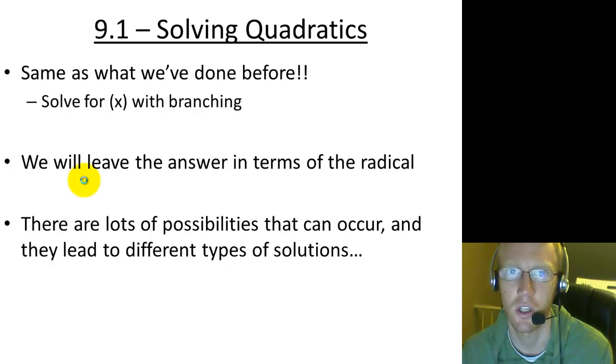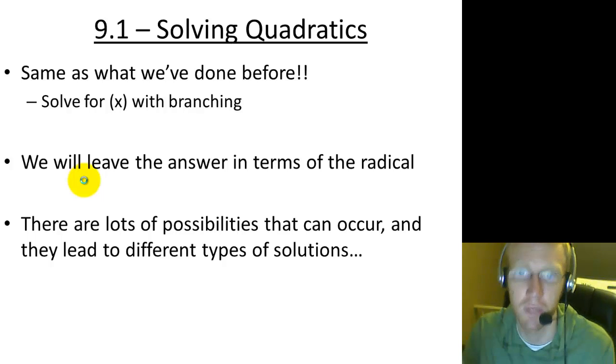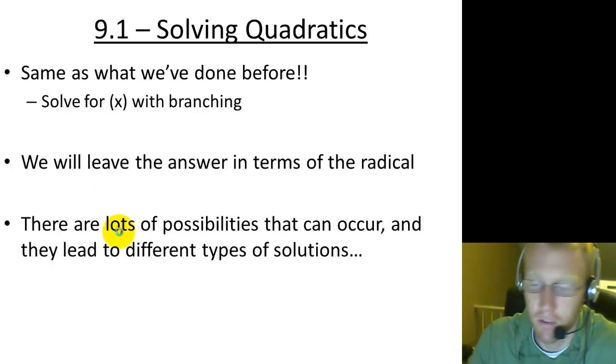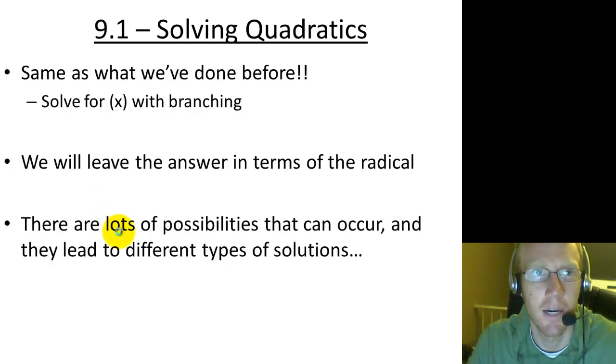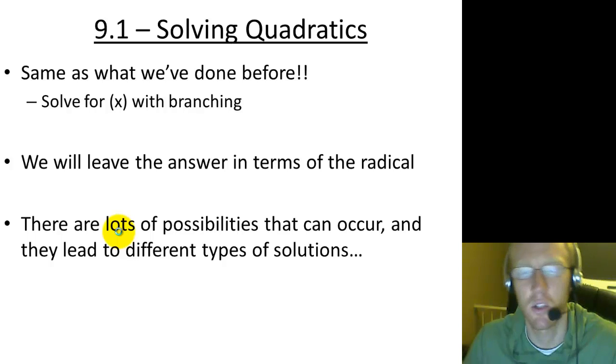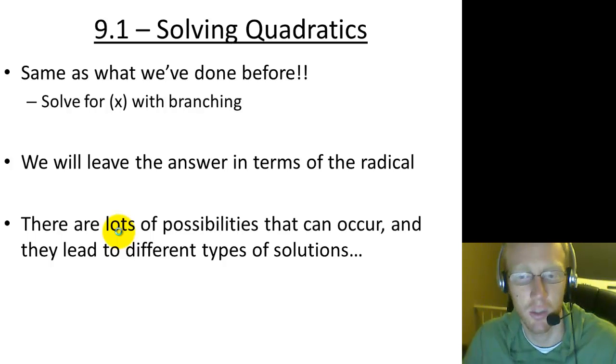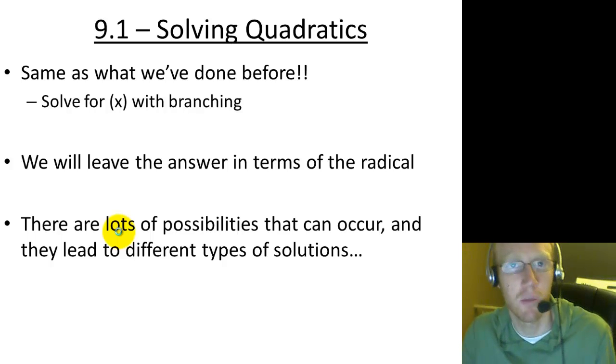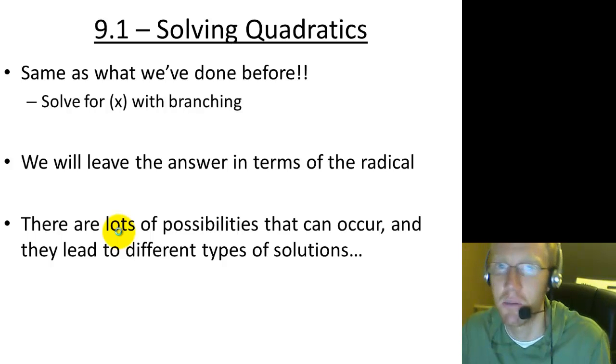In the past, sometimes when we took the square root of something we wrote it as a positive or negative decimal, whereas in this section we're going to write it as a radical and leave it in terms of a radical, which is just a square root of some number. There are lots of possibilities, because sometimes you'll be taking the square root of a positive, sometimes of a negative, sometimes of values that lead to whole number answers, sometimes decimal answers.